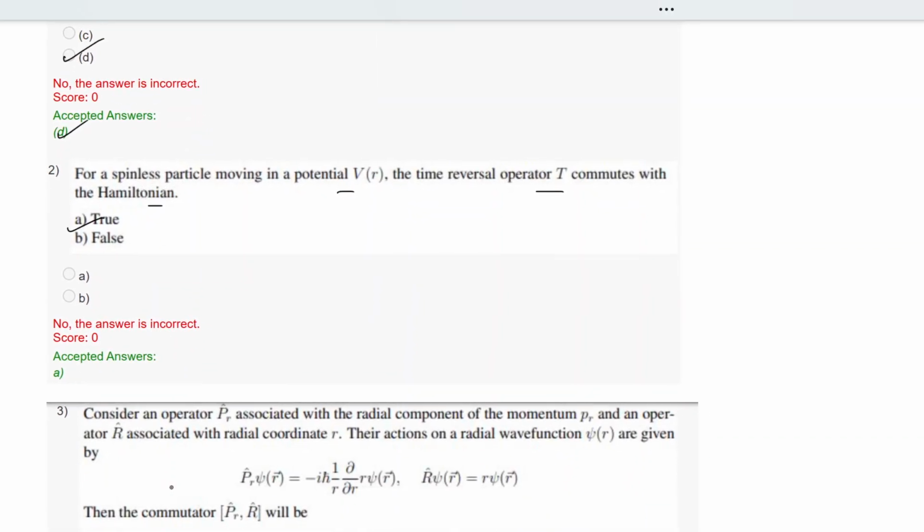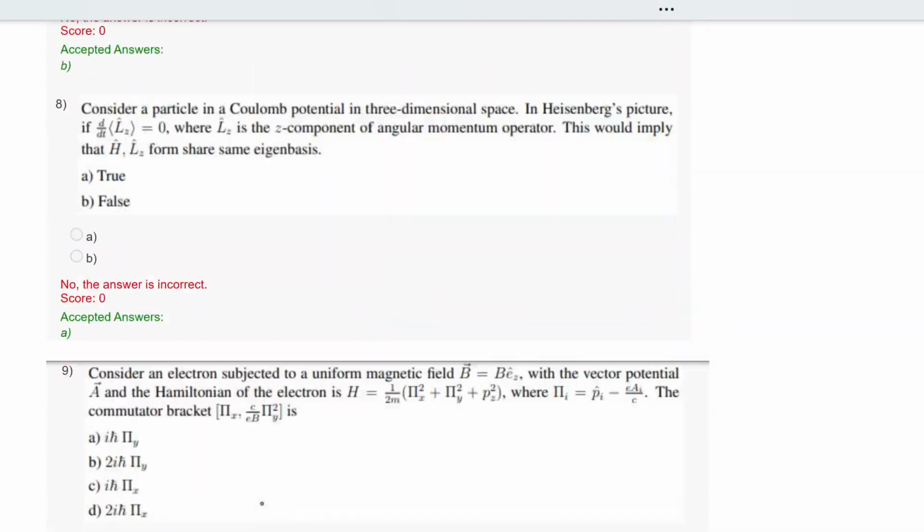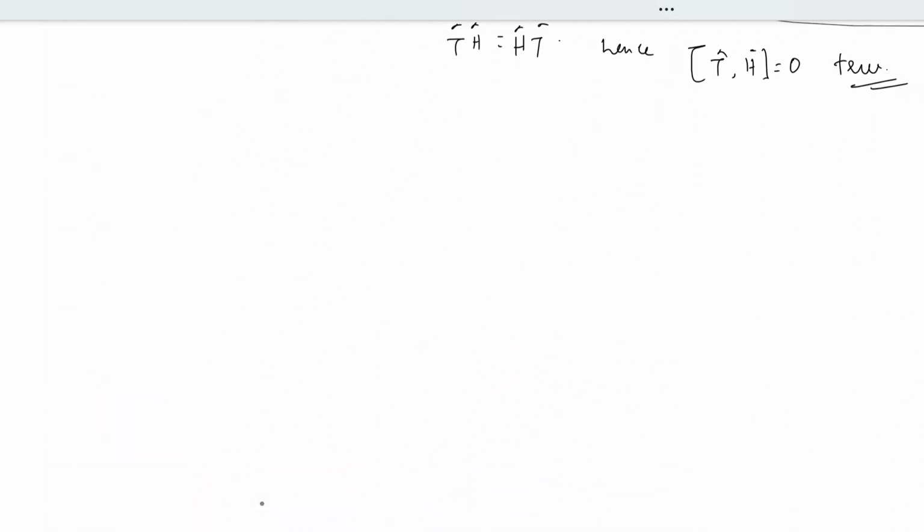Now question number 3 is that consider an operator P_R associated with the radial component of momentum small p_r, and the operator r cap associated with the radial coordinate small r. Then their action on a radial wave function psi(r) is given, so the form of p_r on psi(r) and r on psi(r) has been mentioned here. You have to find out what is the commutator bracket relation of the momentum operator p_r and the position operator r. So by using that information, let us take it.